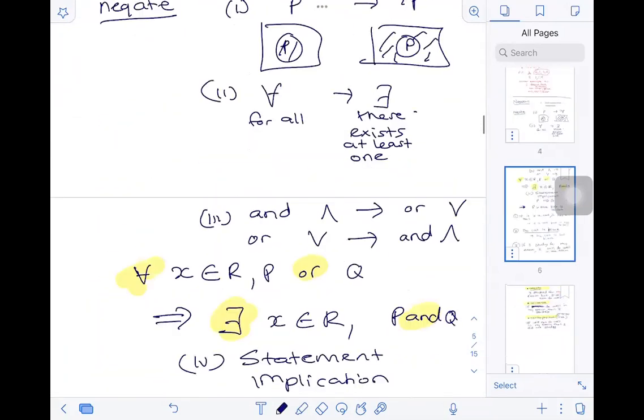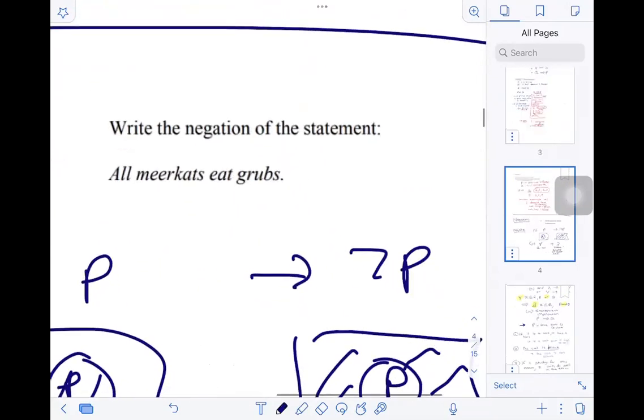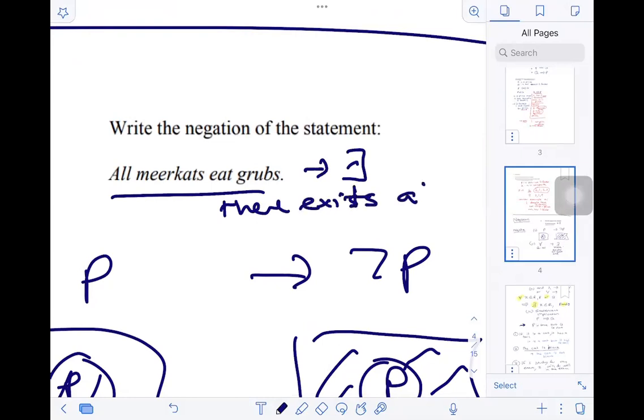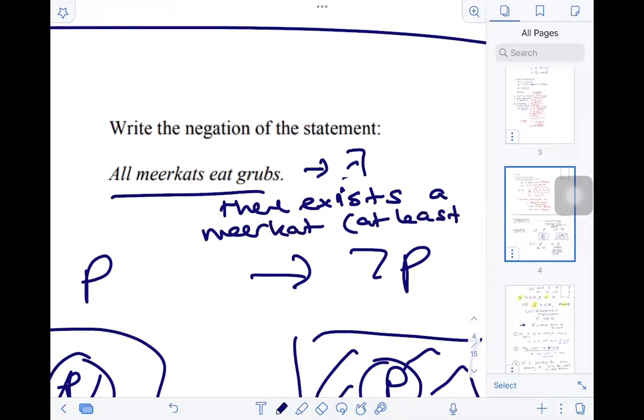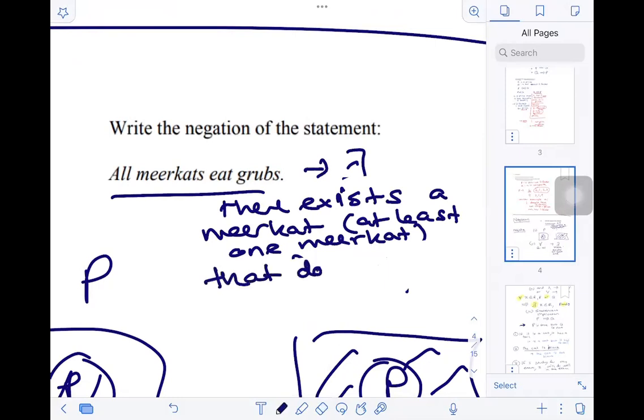Okay, so let's go back to the meerkats. So negation, this is not an implication, it's just a statement. All meerkats eat grubs. So there exists a meerkat, that's what that means. There exists a meerkat, or you could put at least one meerkat, that does not eat grubs.